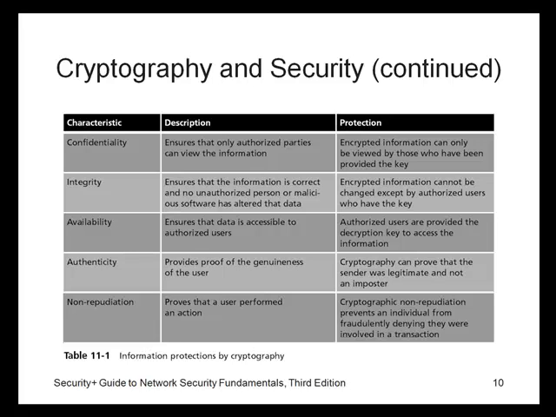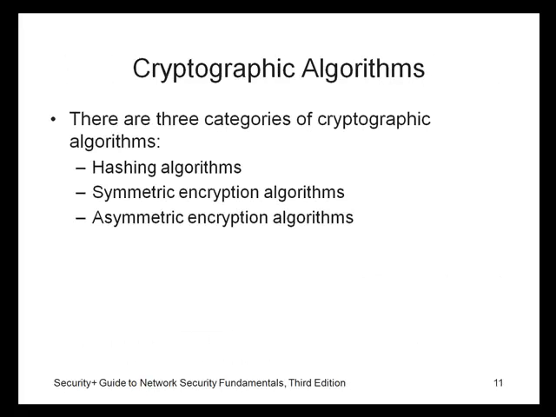Signed emails do a couple things. One, the digital signature actually looks at part of the message for integrity. An MD5 edition looks at the whole message and checks for the integrity of it. Availability means it's available only to authorized users. Authenticity is proof of the genuineness of the user. Non-repudiation: you can't deny that you sent it, the user performed the action.